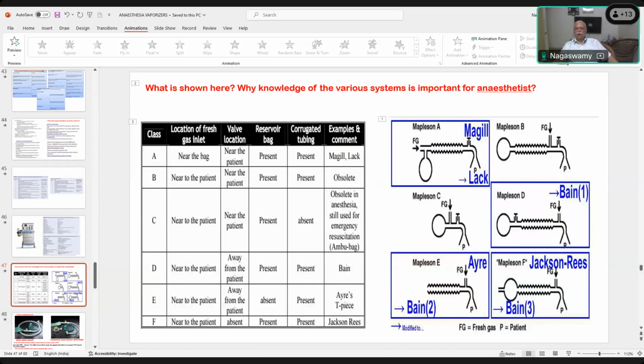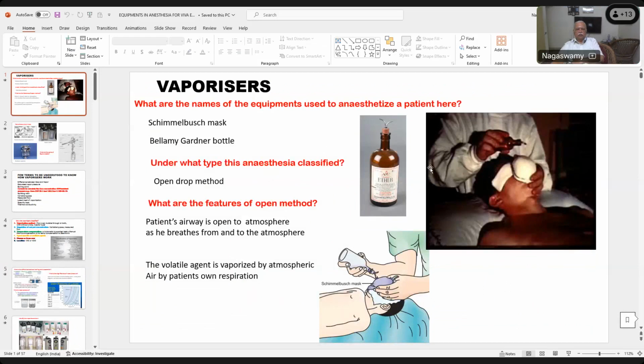asking questions on equipment. And this is visible now, the next part? Yes, sir, visible. Okay, very good, very good.